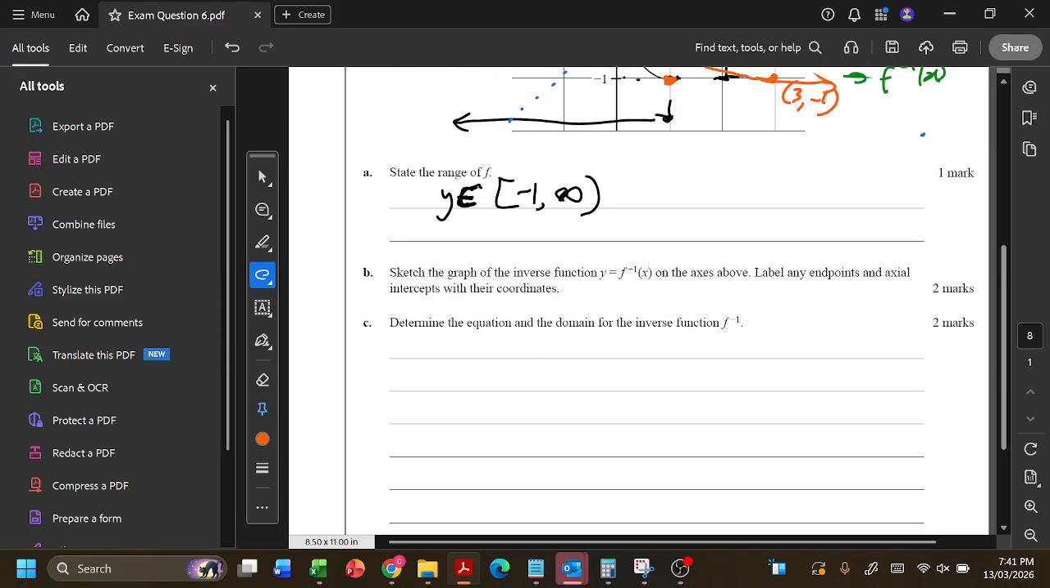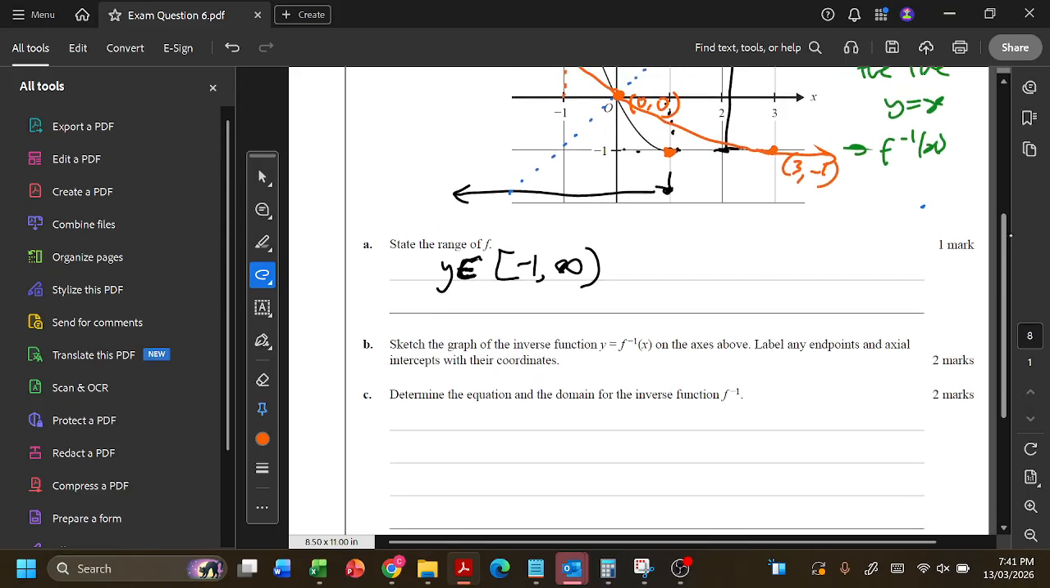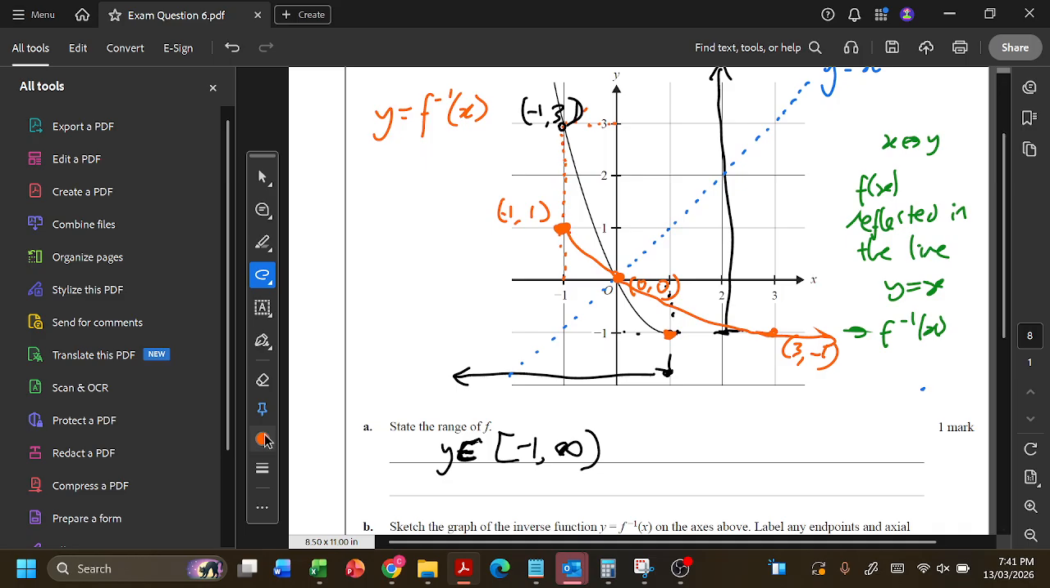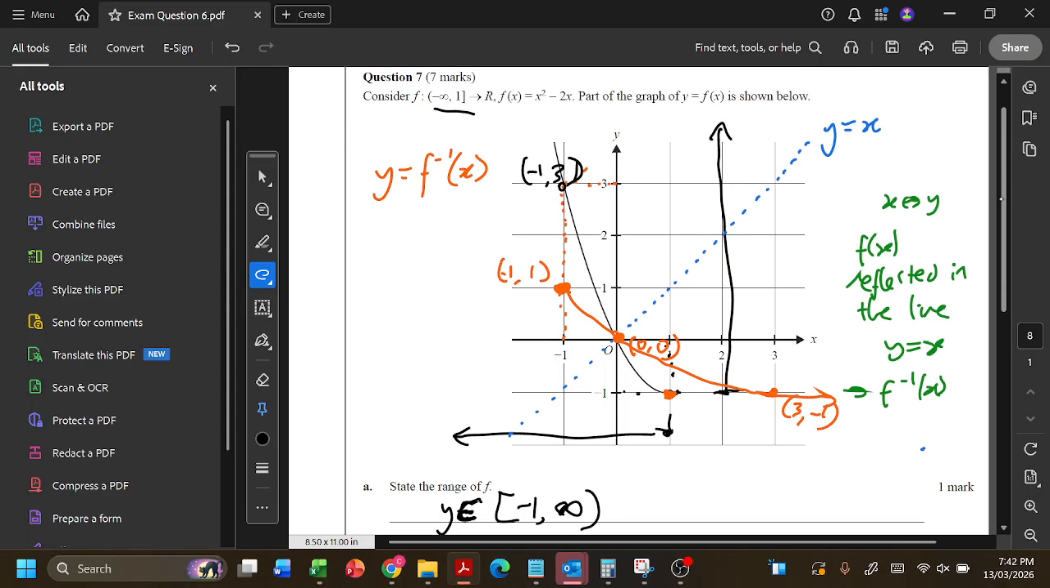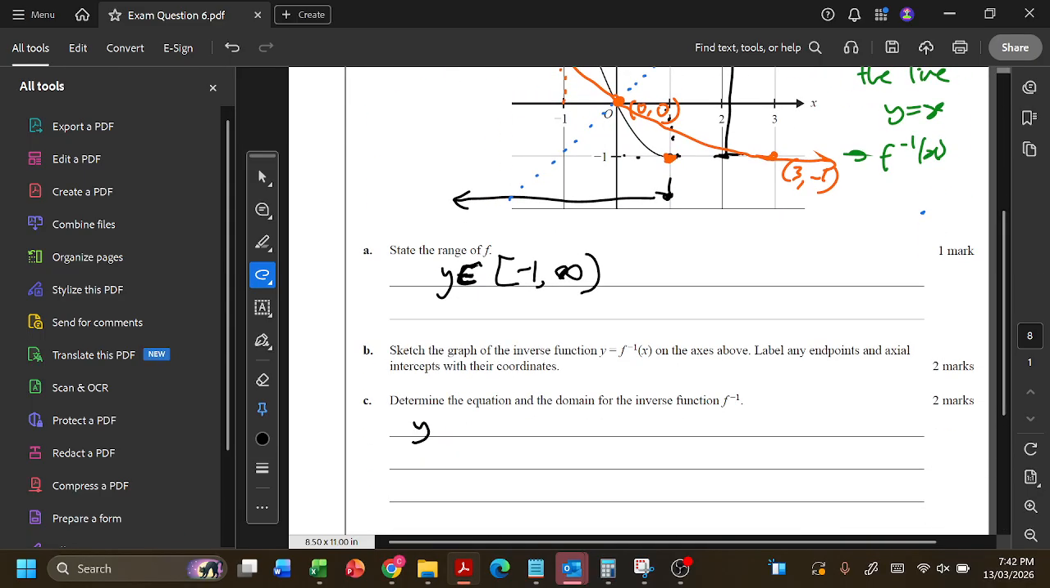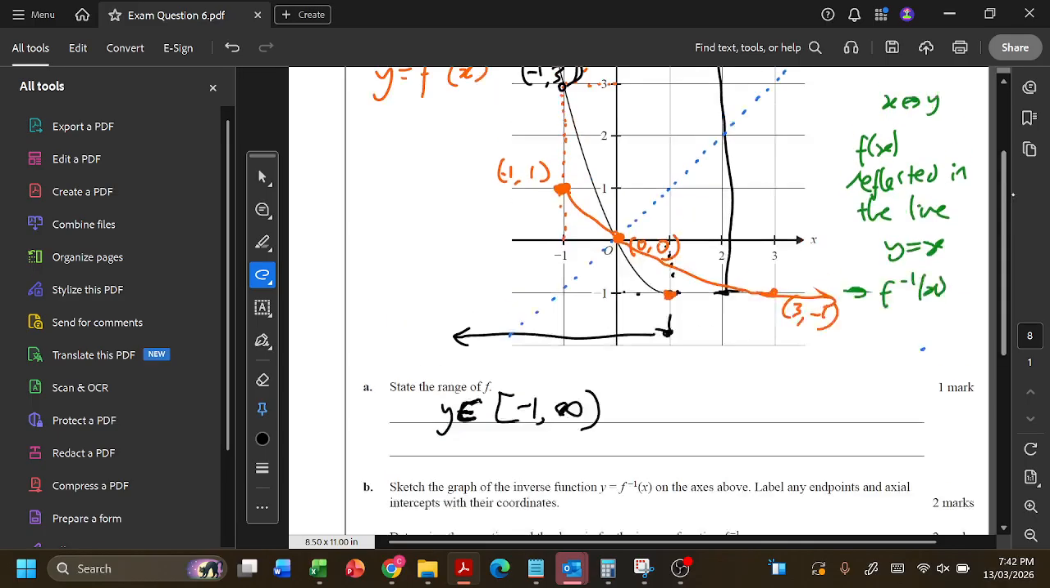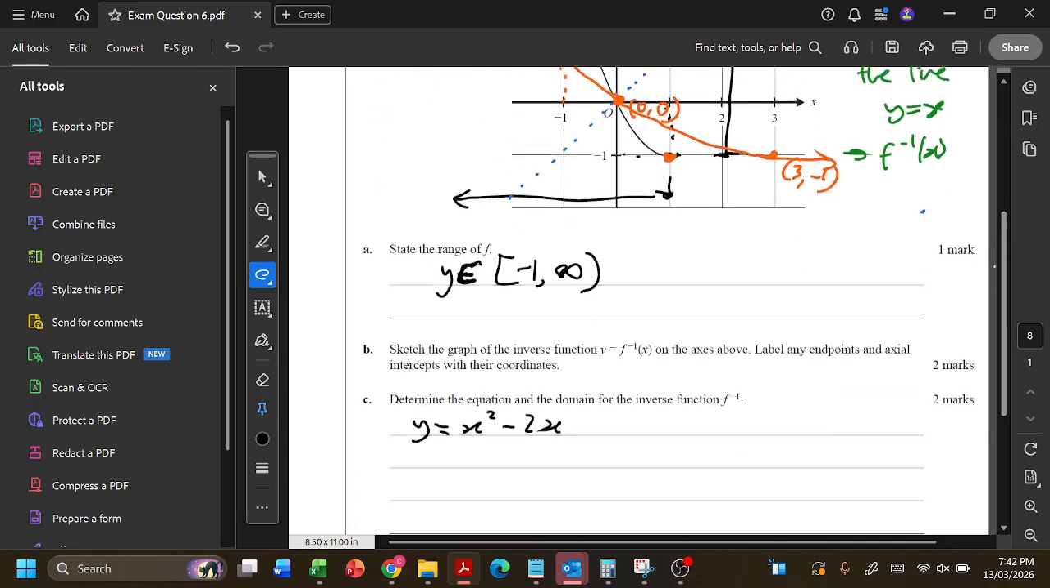All right, next question is, determine the equation and domain of the inverse function f inverse. So to start this question out, let's switch back to black and go up here, and I'm going to just start by writing out the equation. y is equal to x squared minus 2x. So that's the equation that we've been given here.